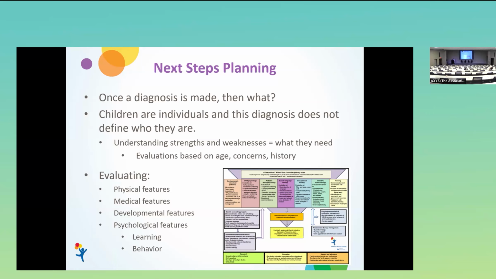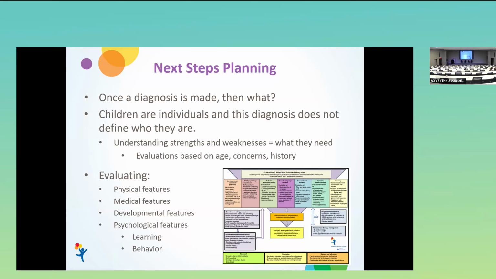And we often will seek out evaluation for our patients after a diagnosis based on a lot of variabilities. It's not a one-size-fits-all approach. It can be based on the individual's age, the presenting concerns, and their history. So we're often evaluating for things as far as physical features and medical features, developmental features depending on the age of the child and their history and presenting concerns, and then psychological features like learning and behavior.